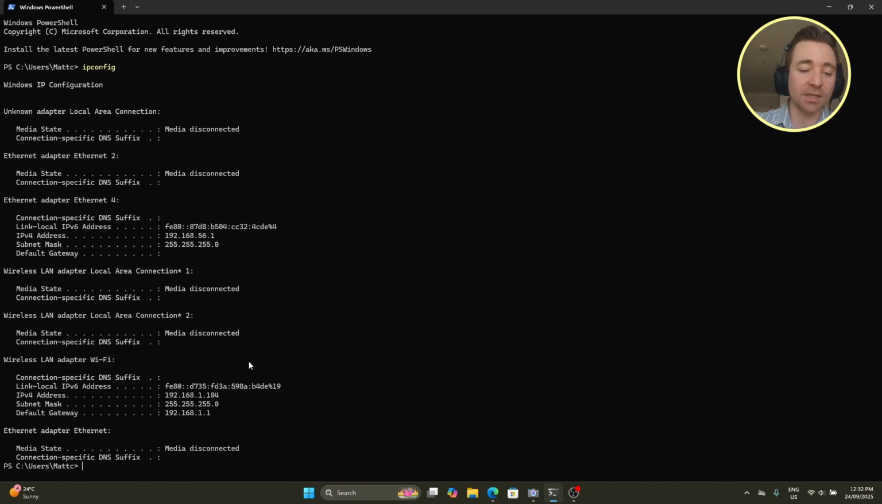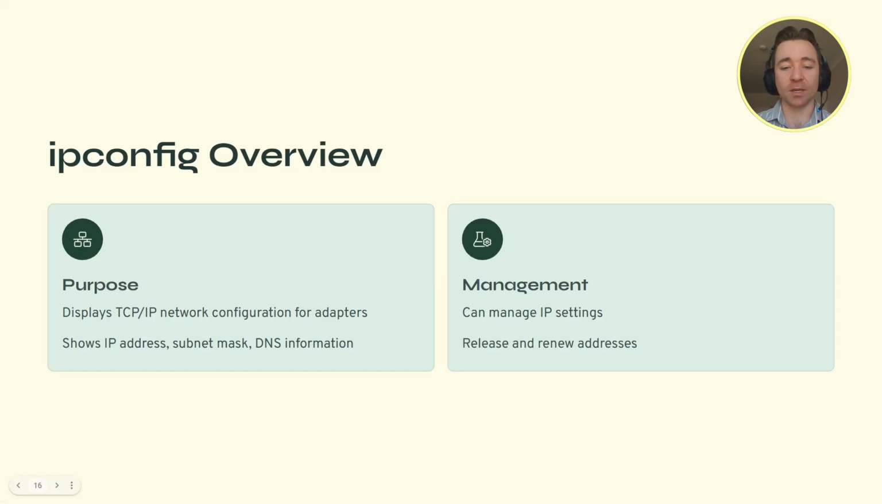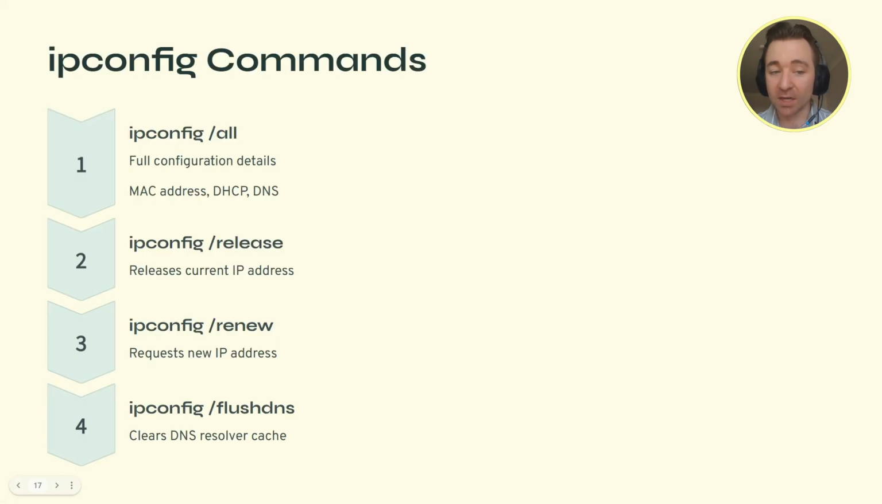Functionally, that's what you're going to need to know. It also breaks it down. It gives you your link local address, your IPv4 address, your subnet mask, and your default gateway as well. So if you're like, hey, I don't know what my default gateway is, ipconfig is going to be what you want to be using.